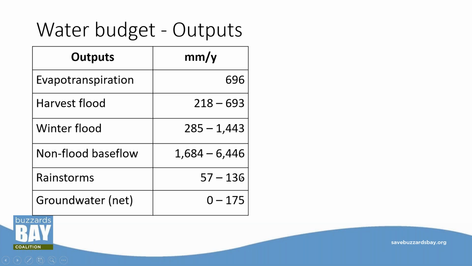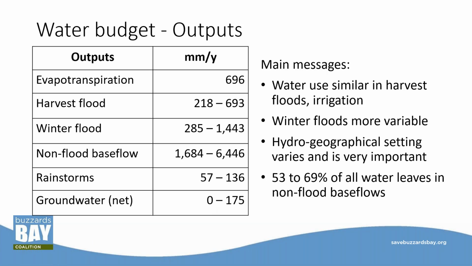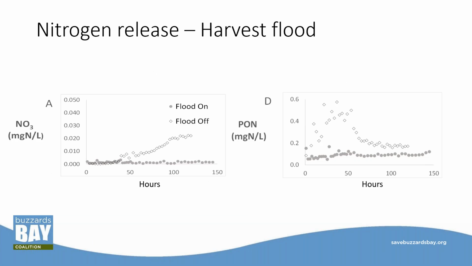And then we have rainstorms, which were relatively low in the year that we looked at, and groundwater, where there was one bog with an actual output to groundwater. And so the main messages here are that the water use is similar in our harvest floods and irrigation. There's more variability when we look at winter floods. The hydrogeographical setting varies and is very important in terms of the water budget. And most of our water is leaving the bogs in non-flood base flows.